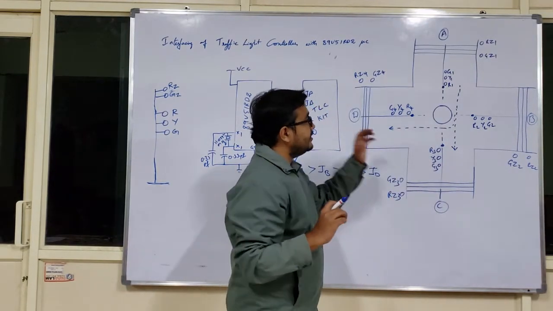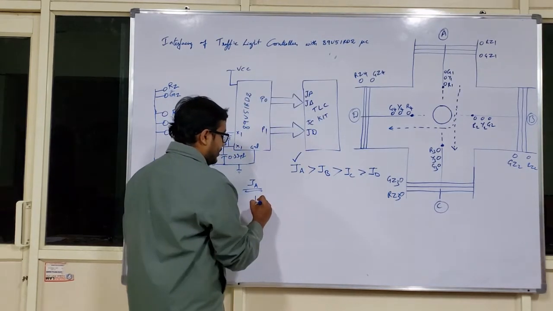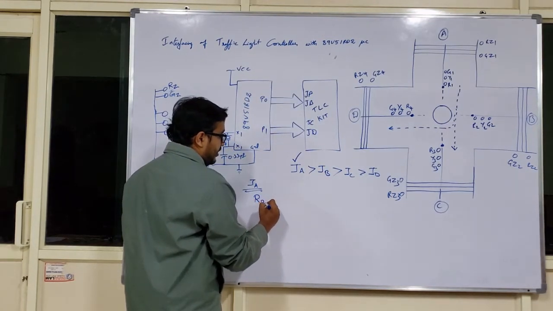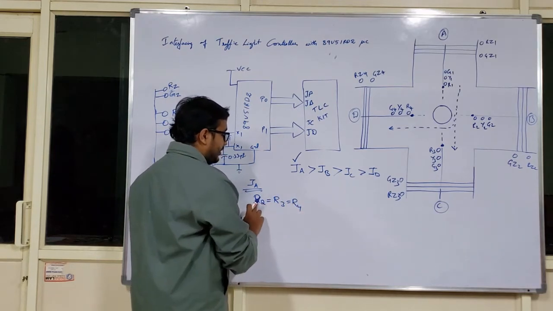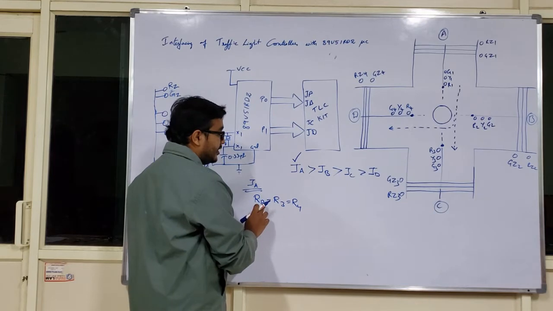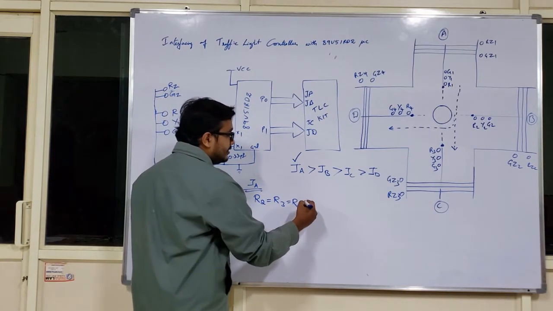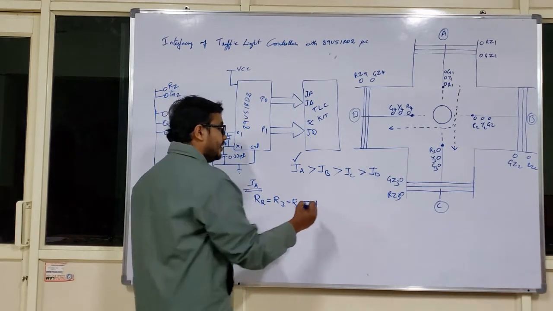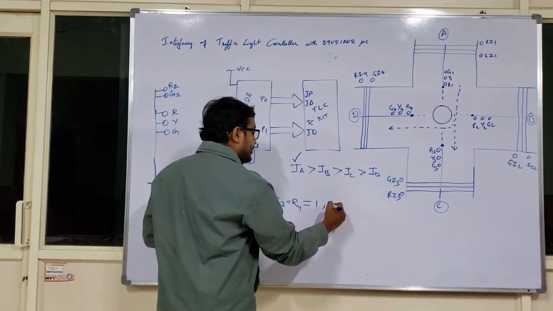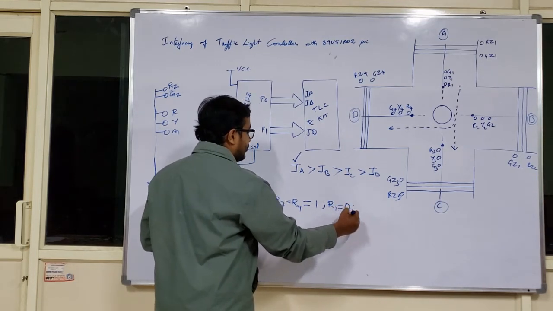When this condition has to happen, it means all your red lights R2, R3, R4 have to be on. These are the red lamps present at junction B, junction C and junction D. All these red lamps have to be in logic 1 state, but the red lamp of junction A, that is R1, should be logic 0.